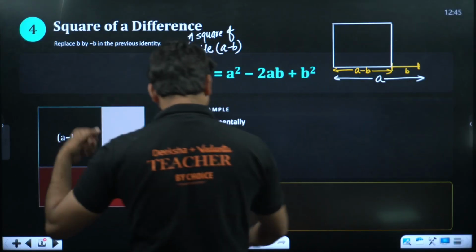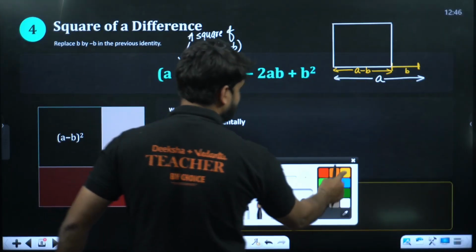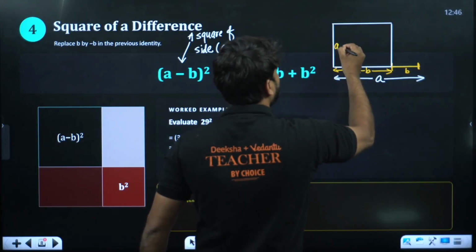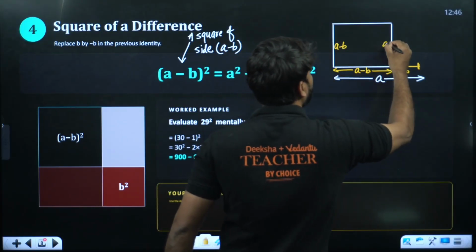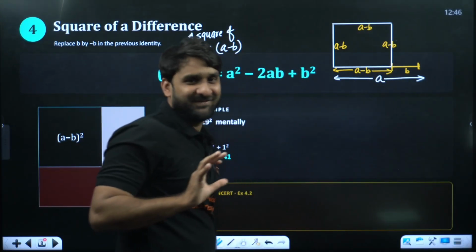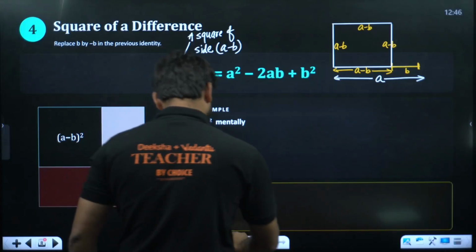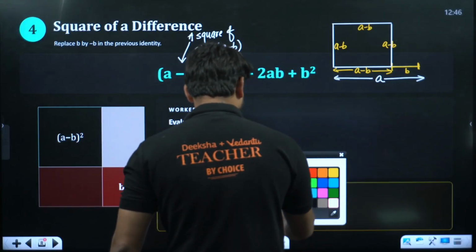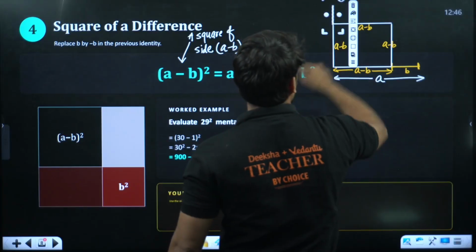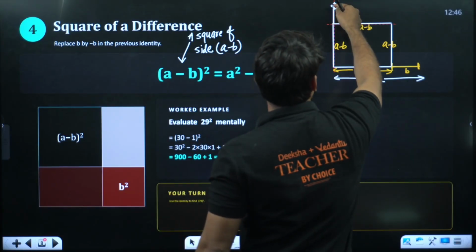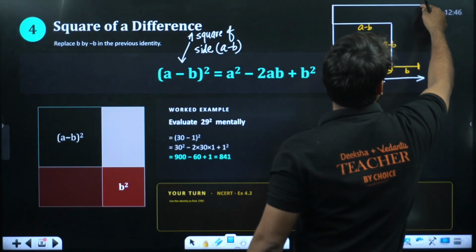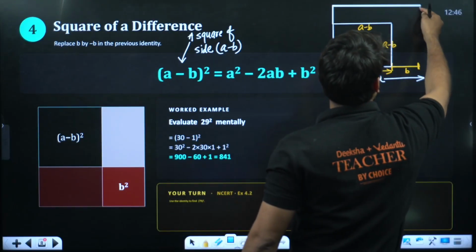So my dear, let me do one thing. If this is a square of side A minus B, so this will be here A minus B, and this is also A minus B, right? But the magic is about to come in front of you. So let's increase this by here. Now let's increase this by here. Now here, right? And this.